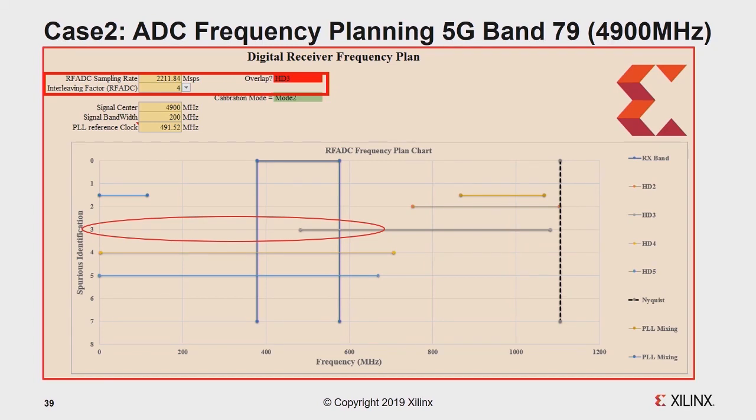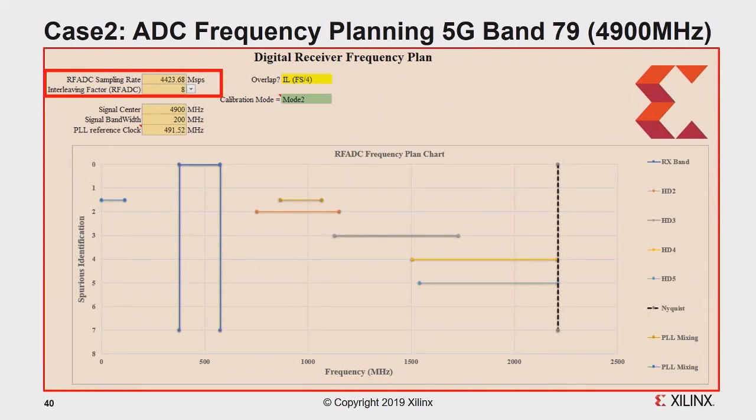But if you want better SFDR performance, you need to change your sample frequency from 2.2 to a higher frequency like 4.4. With a 4.4 gigahertz sample rate, your bandwidth and Nyquist zone double, and you can see all the distortion, HD2 and HD3, is farther away. So you can improve your SFDR, and it is easier for you to do frequency planning. You don't need to consider where spurs or unwanted signals are coming into your wanted bandwidth.